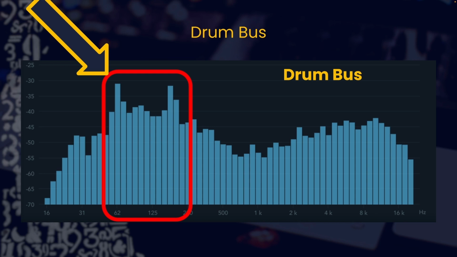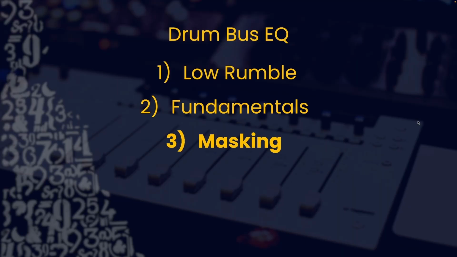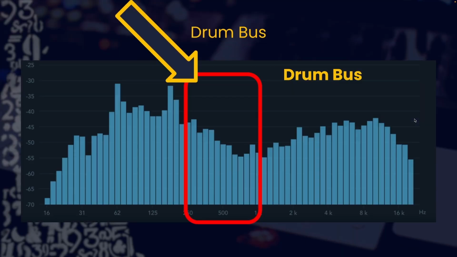So those are going to be the key points that we may consider boosting, or just boosting this whole area, because it's also going to be allowing us to boost some of the fundamentals of the toms as well. All right, so the next thing that we're going to be dealing with is masking. Again, this middle area is the most common area that we're going to have any masking going on. So we're going to want to be very cautious about boosting here especially, but oftentimes we can do with a nice little cut here to get this out of the way of the rest of the mix.